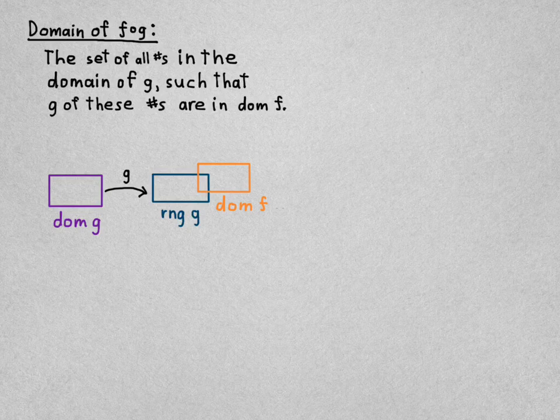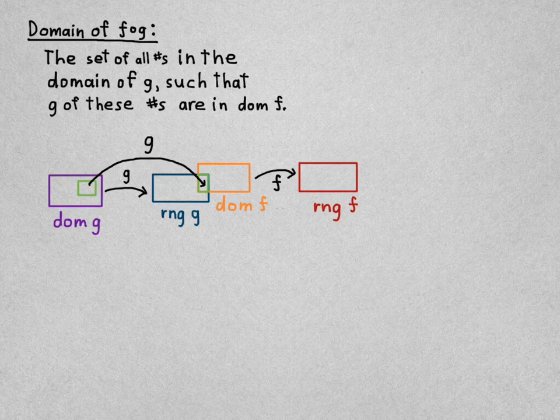Well, for F composed G, you're trying to do G to X, to your value, and then F to the result. So you need to be able to do F, which means you need numbers that are in domain F. And then F will take domain F to range F. So you need to be able to get into this little intersection of range G and domain F. And those numbers there come from some subset of domain of G.